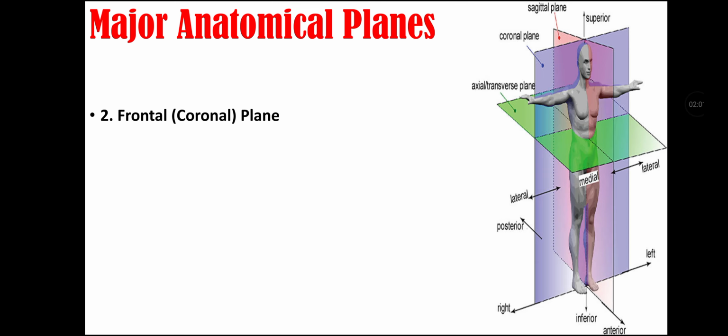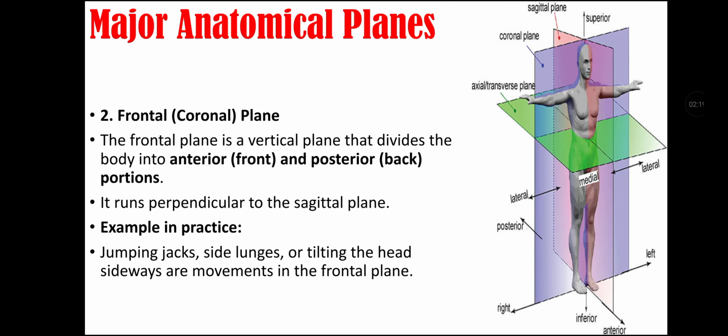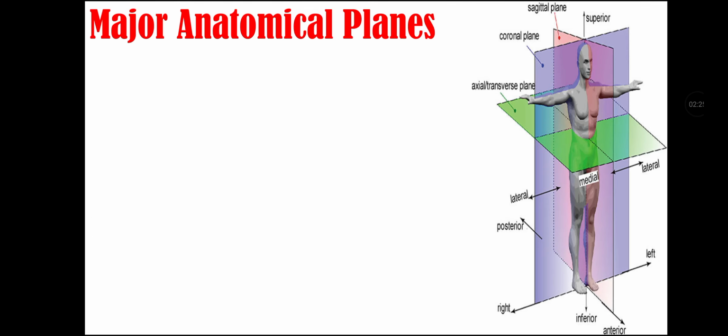Next major anatomical plane is the frontal plane, that is also called the coronal plane. Frontal plane is a vertical plane that divides the body into anterior and posterior portions, or the plane that divides the body into front and back portions is the frontal plane. It runs perpendicular to the sagittal plane. Examples in practice are jumping jacks, side lunges, or tilting the head sideways are movements in the frontal plane.